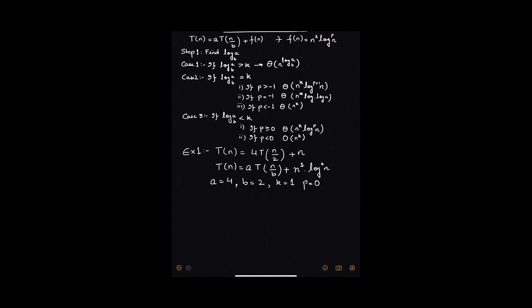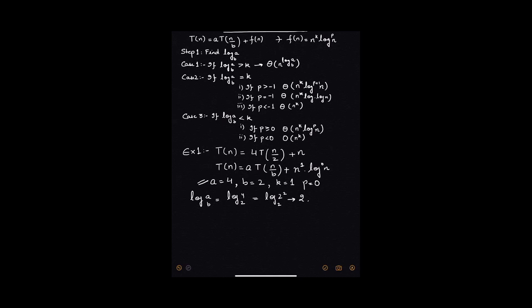So according to my step 1, first I'll calculate the value of log a base b. According to these specifications, I have log 4 base 2. This can be written as log 2 squared base 2. This makes the value 2. In the second step, I have to check whether log a base b is greater than k, or less than k, or equal to k.